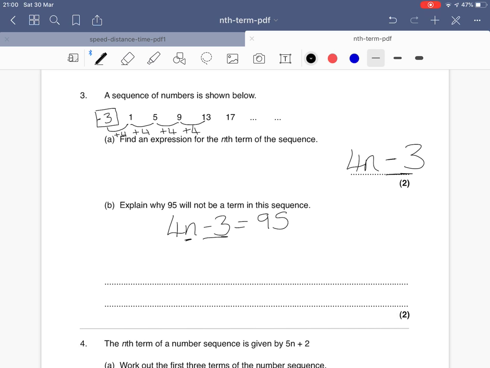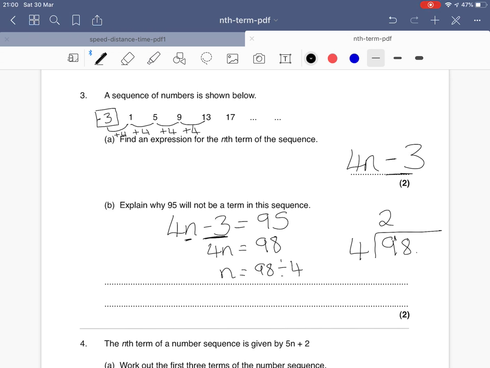So we first need to add 3 to get rid of the 3. So we've got 4n is 98. Now we need to do 98 divided by 4. So again, bus stop method, we've got 4 into 98. How many 4s go into 9? 2, with 1 left over.